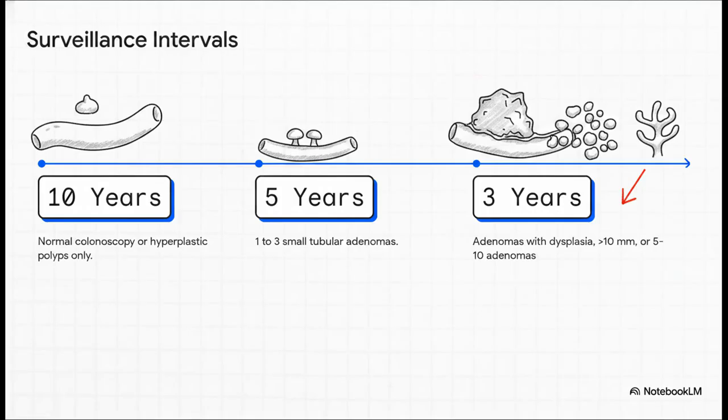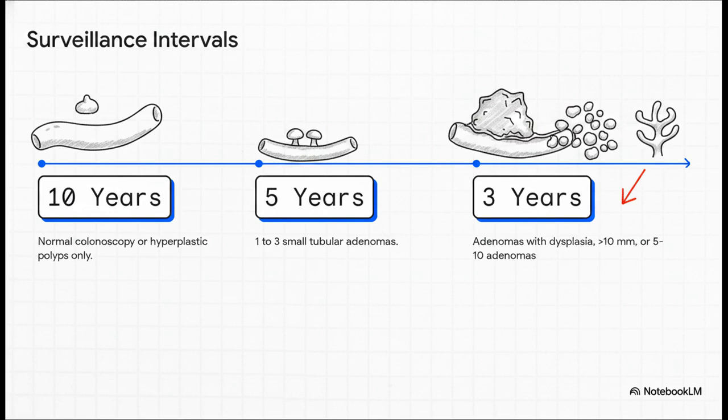Because colorectal cancer develops in a very predictable stepwise fashion from adenomas, we rely on strict surveillance intervals based on precise histologic grading and size. If a scope is totally normal or just shows hyperplastic polyps, you wait 10 years. Easy. If you find 1 to 3 small tubular adenomas, that interval drops to 5 years.